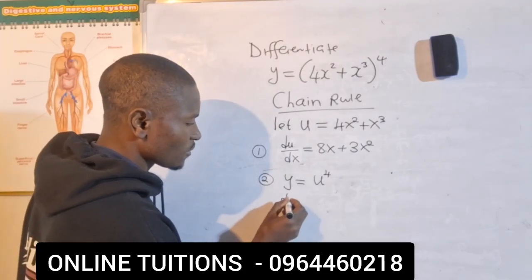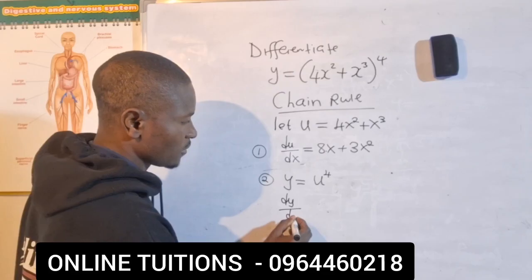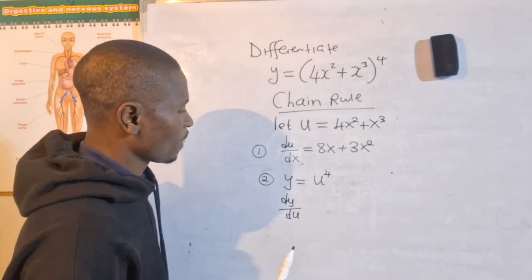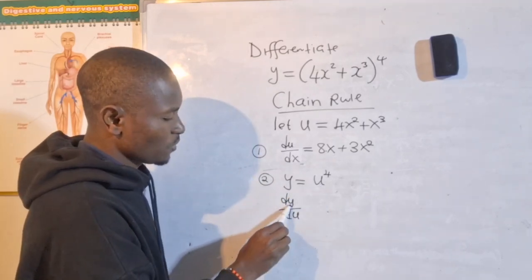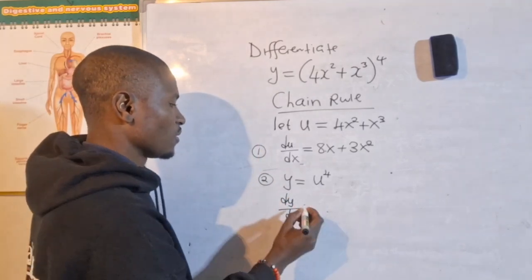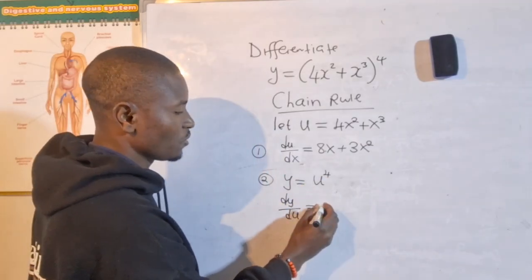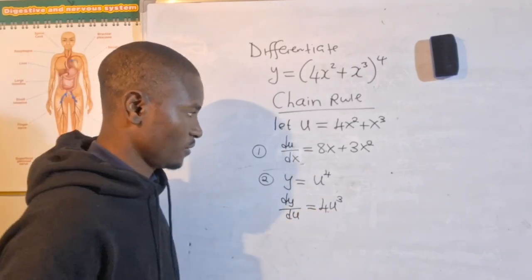I'm going to say dy over du. So you can see the difference here. So this is y with respect to u. So it's dy over dx. So now it's just the power multiplied by the coefficient, which is going to be 4u to the power 3.